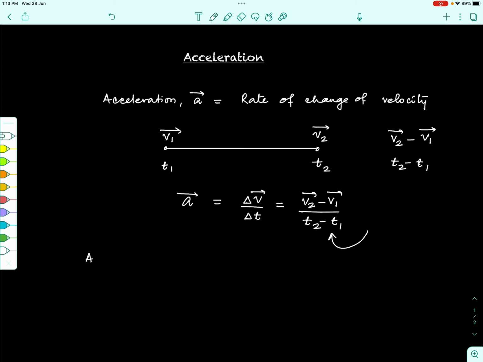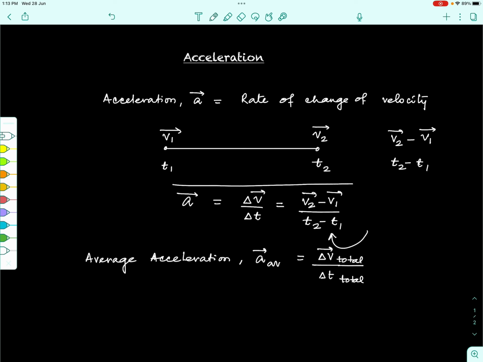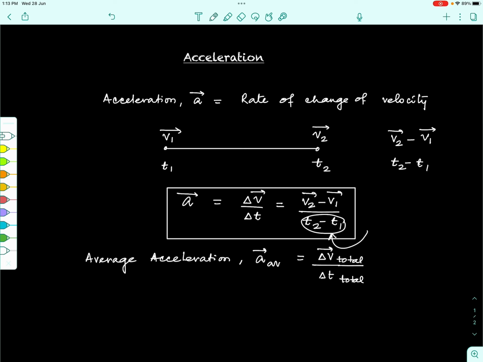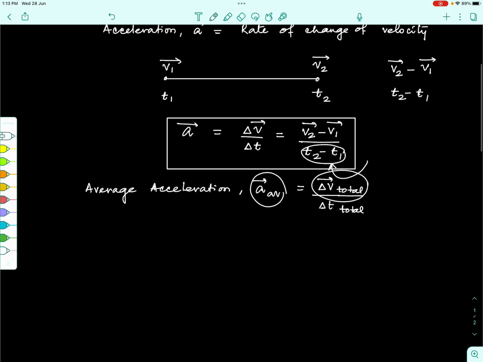We can define what we call average acceleration first. Average acceleration is the acceleration of a body over a big time interval, the overall acceleration, which by definition would be the total change in velocity divided by the total time taken in bringing that change. So the time interval delta t will be a large time interval. This definition we have written here will be valid for average acceleration if t2 minus t1 is a big time interval. Note that the direction of average acceleration will be the same as the direction of change of velocity. This is important to take care of.